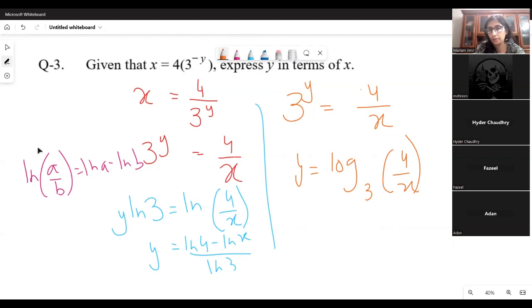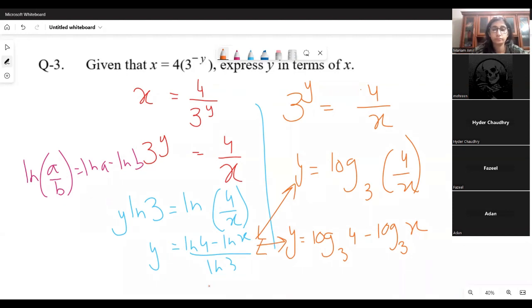और इसको अगर एक स्टेप और करना है, वैसे जरूरत नहीं है, बिकॉज यू हैव आइसोलेटेड y, यू हैव मेड y द सब्जेक्ट. ये भी कर सकते हैं log base 3 4 माइनस log base 3 x. ये इक्विवेलेंट आंसर्स हैं. ओके, क्वेश्चन 4.